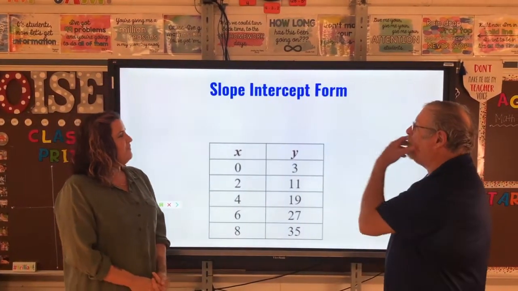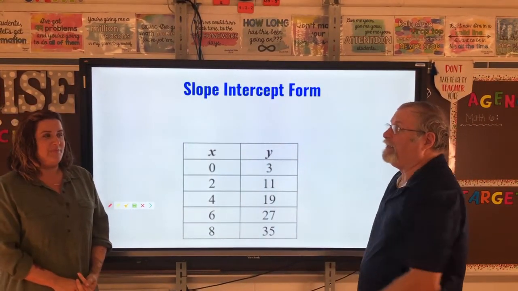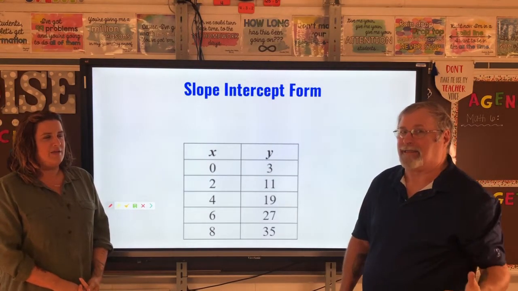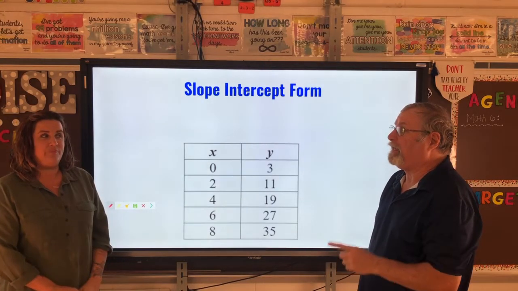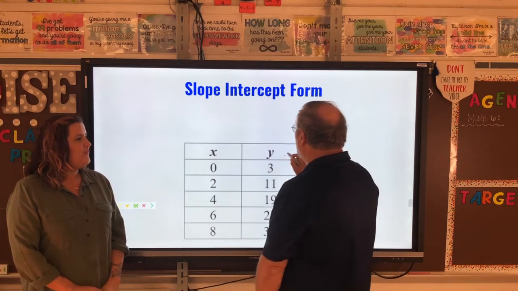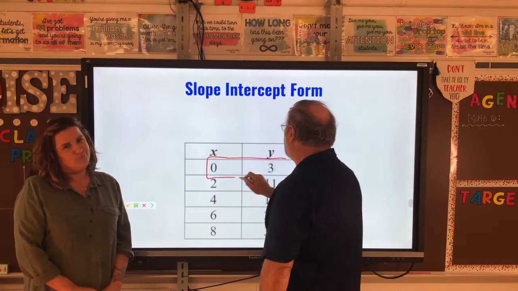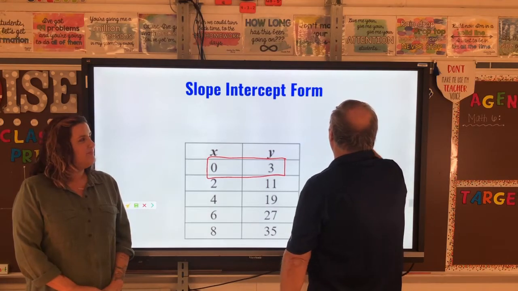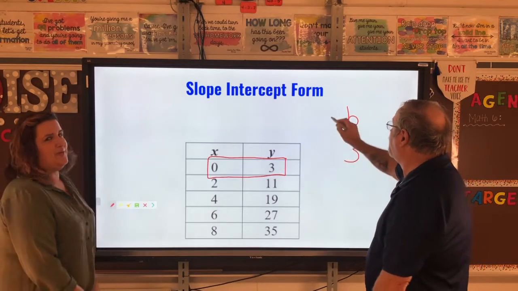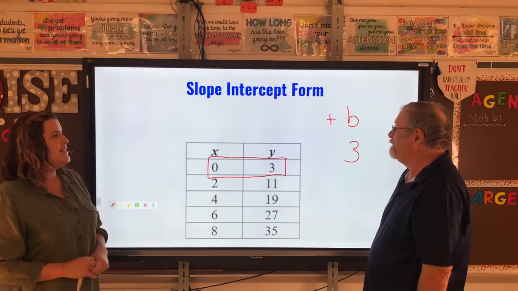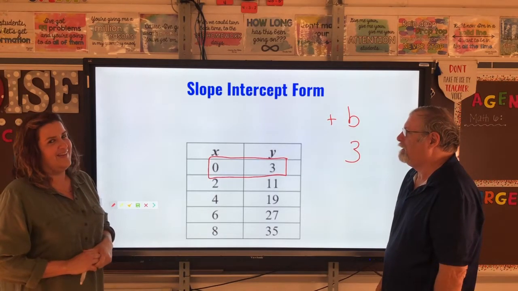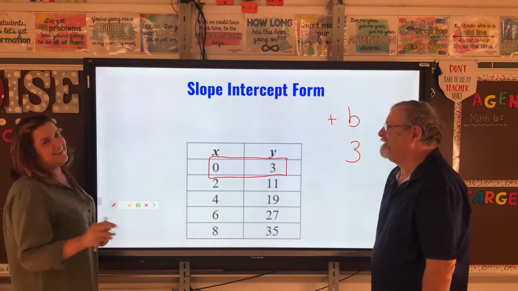Okay, b was the y-intercept. The y-intercept is where it crosses the y-axis, which we know has to be at an x of 0. So this should be pretty easy because it's right there. To me, the b is 3. Right, b equals 3. The b is a plus sign, not an equal sign: y equals mx plus b. All right, let's find the slope.